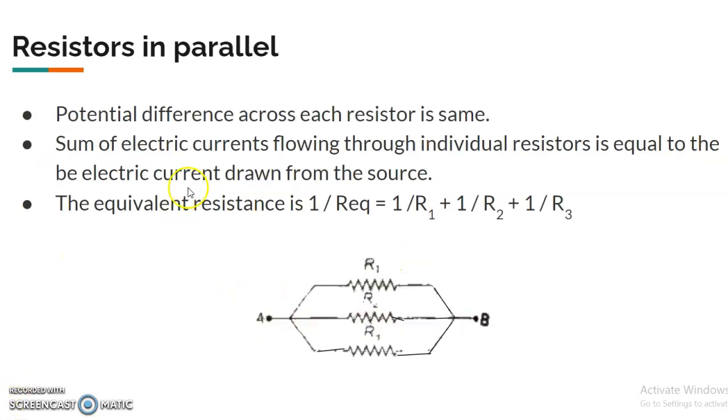Now for resistors in parallel, the potential difference across each of these resistors is the same, and the sum of the electric currents flowing through R1, R2 and R3 is equal to the electric current which is drawn from the source. And the equivalent resistance for resistors in parallel is given by 1 by R equivalent is equal to 1 by R1 plus 1 by R2 plus 1 by R3. Now let us solve a few questions.